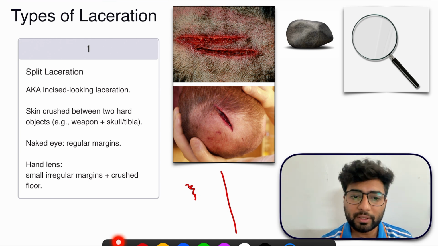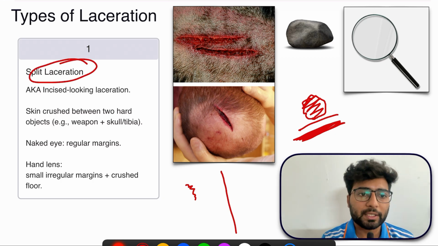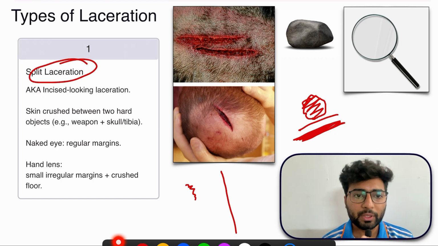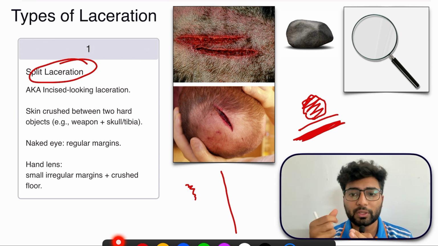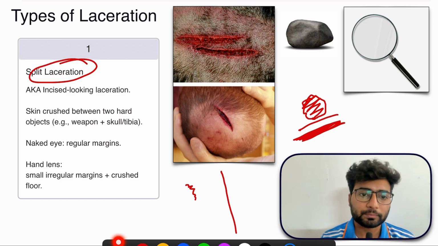How is it caused? Let's say this is the skull skin and this is the skull. Whenever the skin is trapped between, let's say, two hard objects, this is a stone and this is a skull and this is the skin, there will be crushing of skin, and this will cause split laceration. So we have skin crushed between two hard objects. This split laceration can happen only at the skull or tibia, when there are two hard objects. One is bone and one is the outer object that you use. It should be a tough hard object.